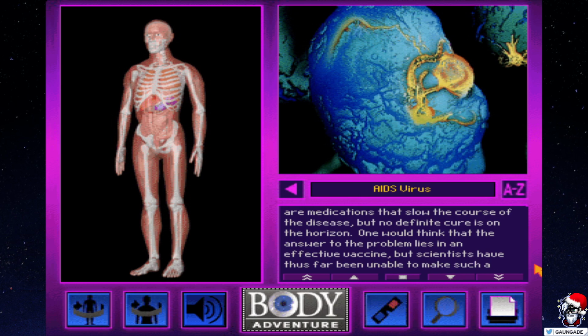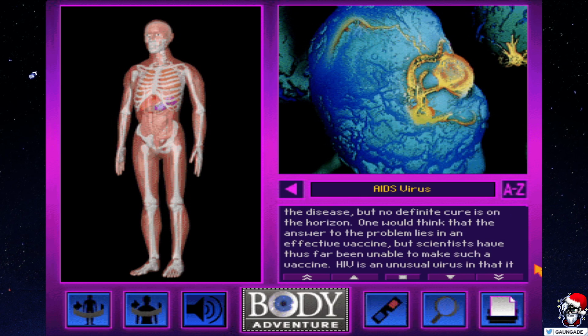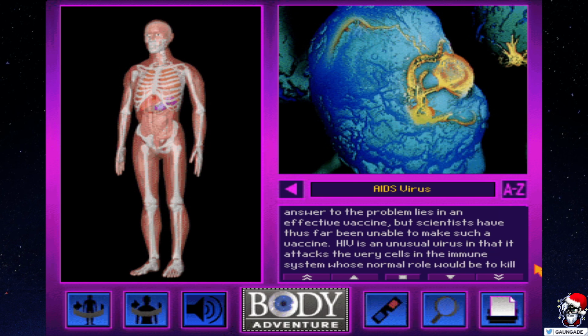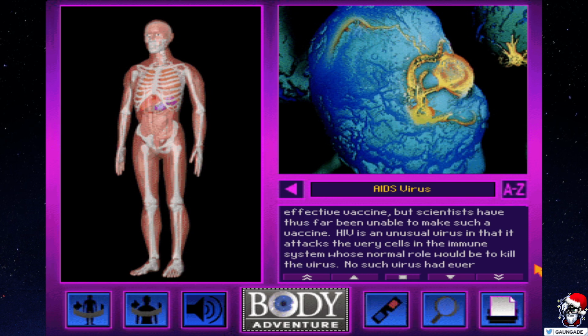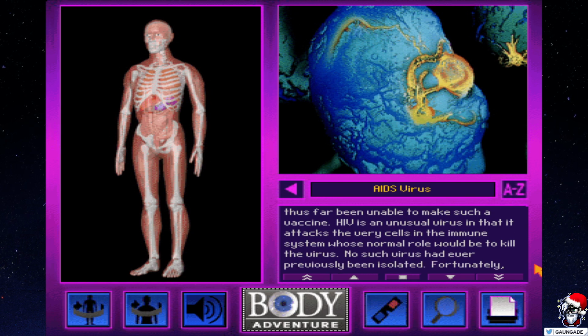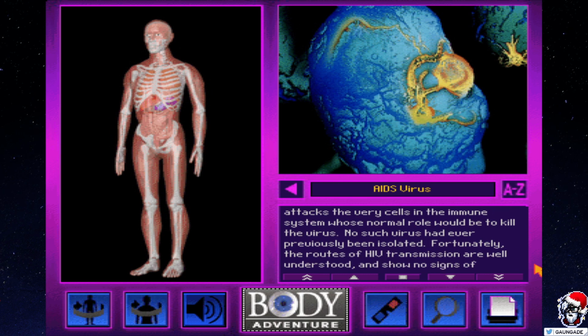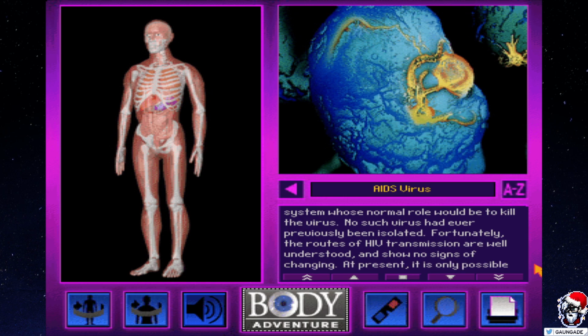One would think that the answer to the problem lies in an effective vaccine, but scientists have thus far been unable to make such a vaccine. HIV is an unusual virus in that it attacks the very cells in the immune system whose normal role would be to kill the virus. No such virus had ever previously been isolated.